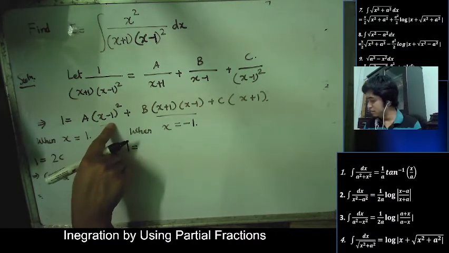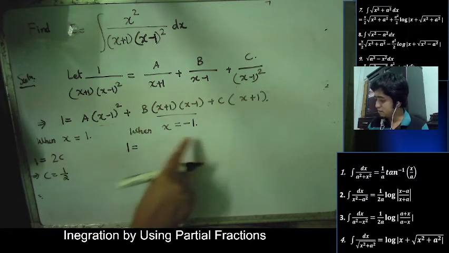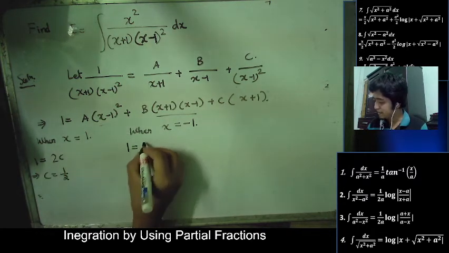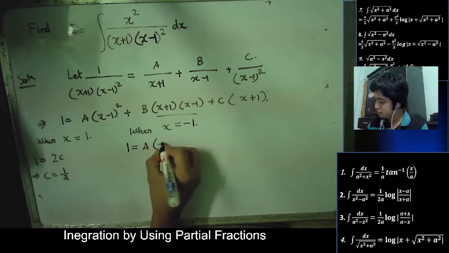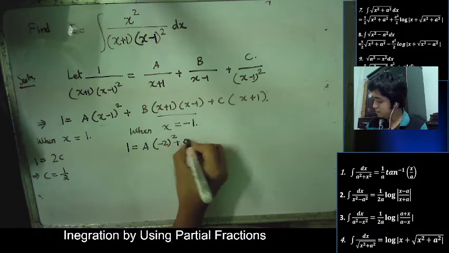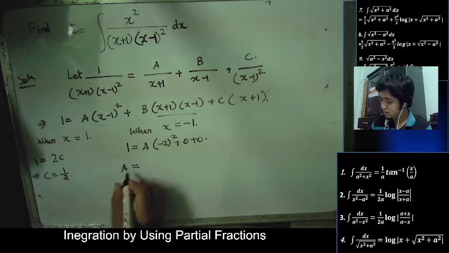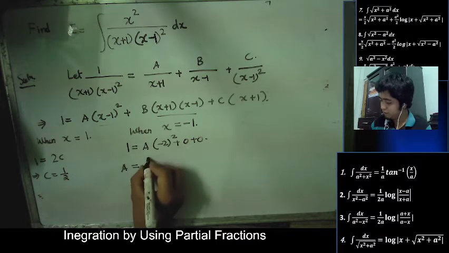Okay, so over here we put x equal to minus 1, so this one will be getting a minus 2 whole thing square. This one will become 0. This one will become 0. So a will be equal to 1 upon 4.